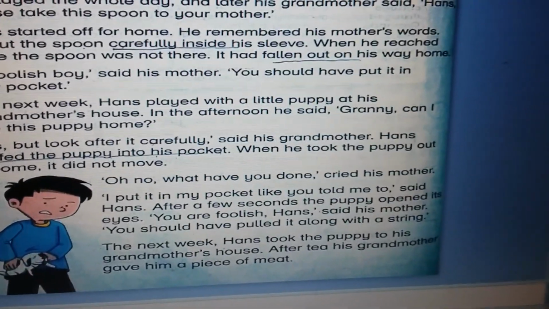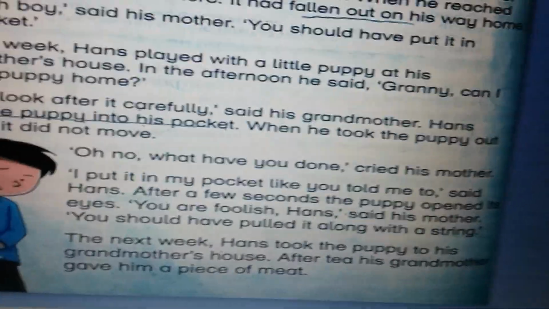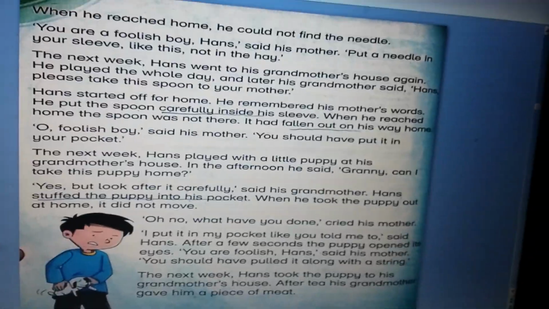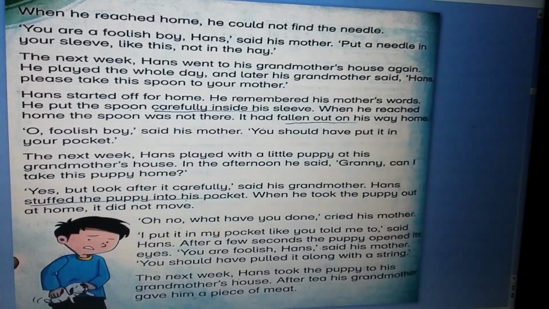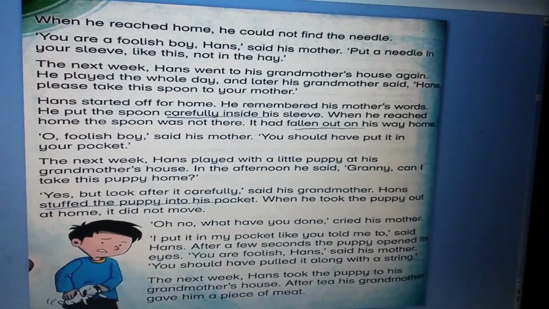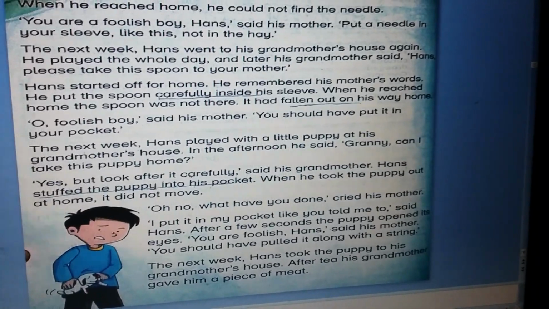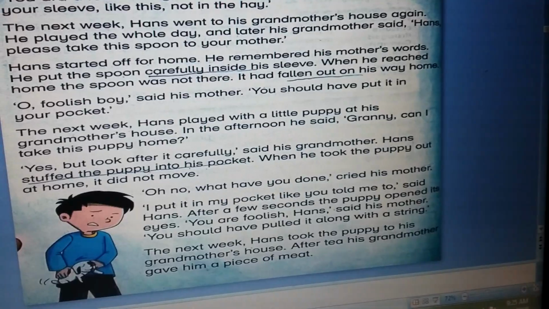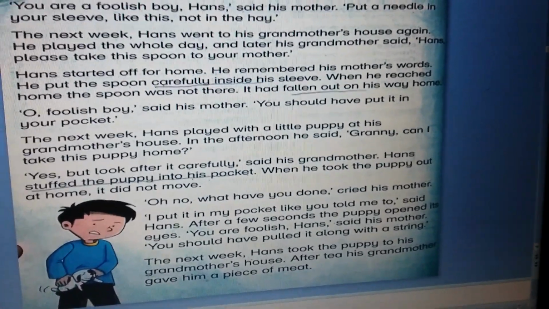And what did his grandmother give him fourth? A piece of meat. Now turn to the next page. Did he find the needle? No. Did he find the spoon? No. Was his puppy alive? Yes. After some time, it opened its eyes.